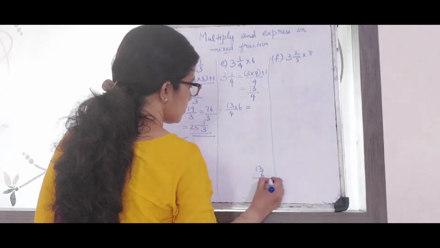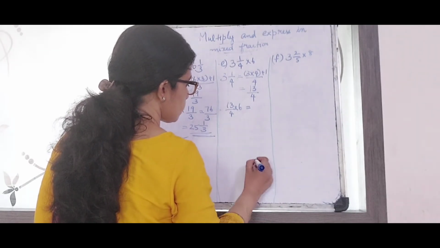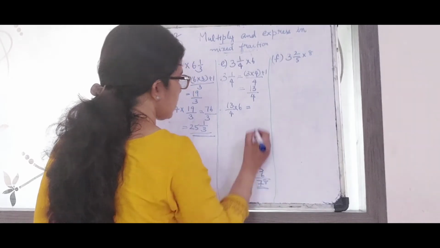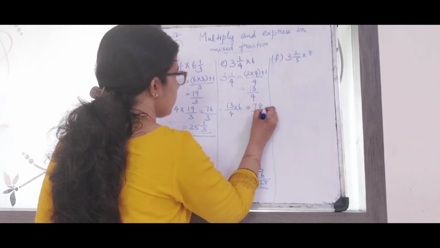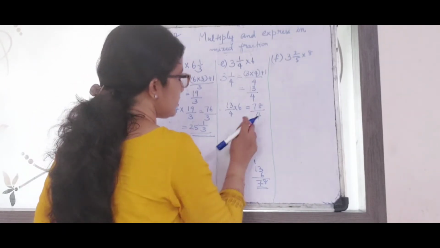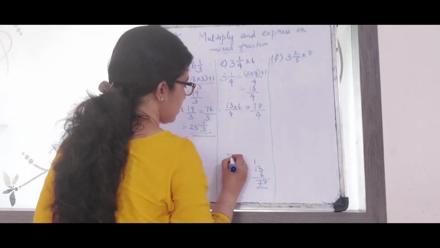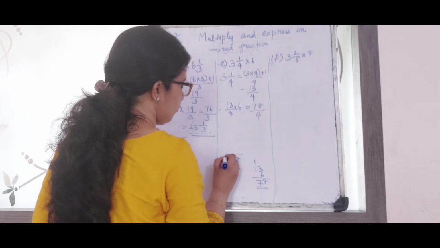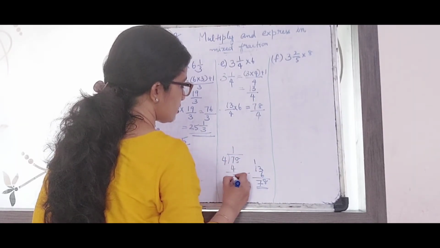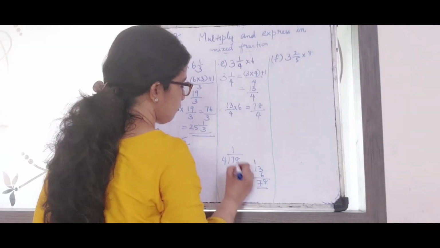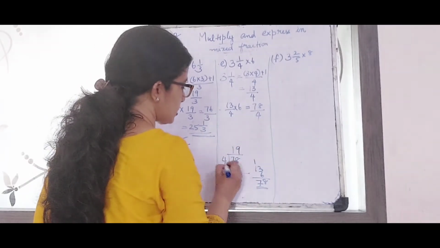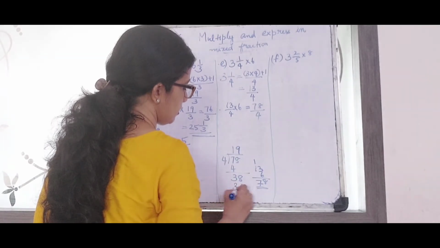13 into 6. 6 3s are 18, 8 balance 1. 6 1 is 6 plus 1 is 7. So 78 by 4. If we convert this into mixed fraction, 78 by 4, 1 4 is 4, 7 minus 4 is 3, 8, if we put it down, 38. So 9 4s are 36, 2.